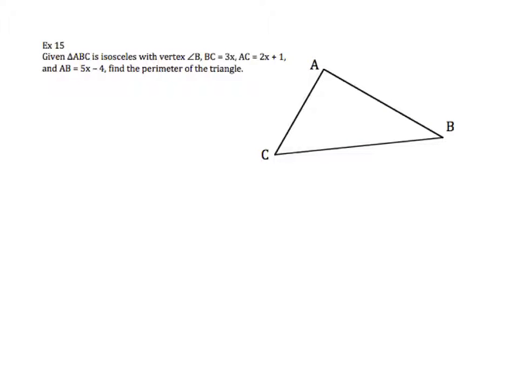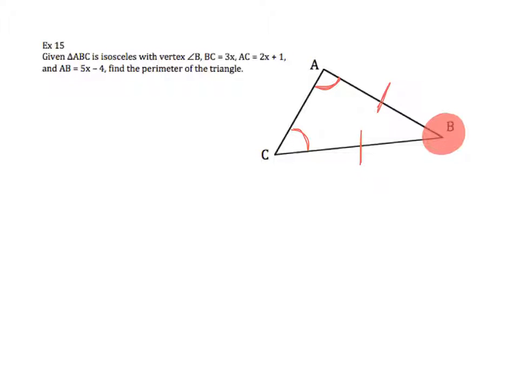All right, now here's another example. It says given ABC is isosceles with vertex angle B, so I'm going to stop. I'm going to start marking. If B is the vertex, that means the two sides spawning from B are going to be the ones that are congruent, and the two angles not including B are equal.